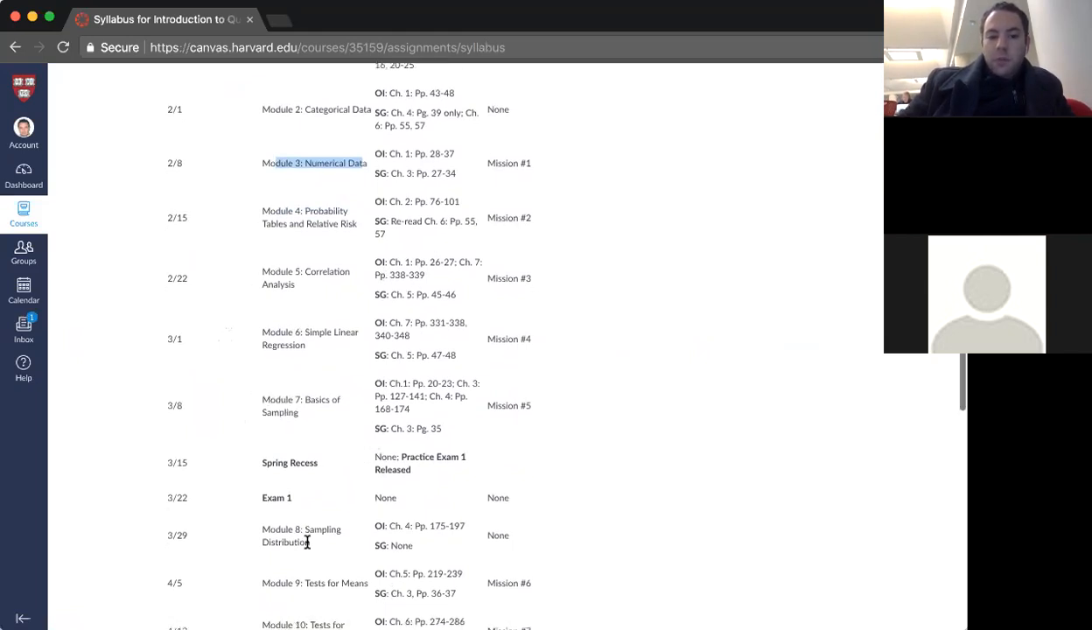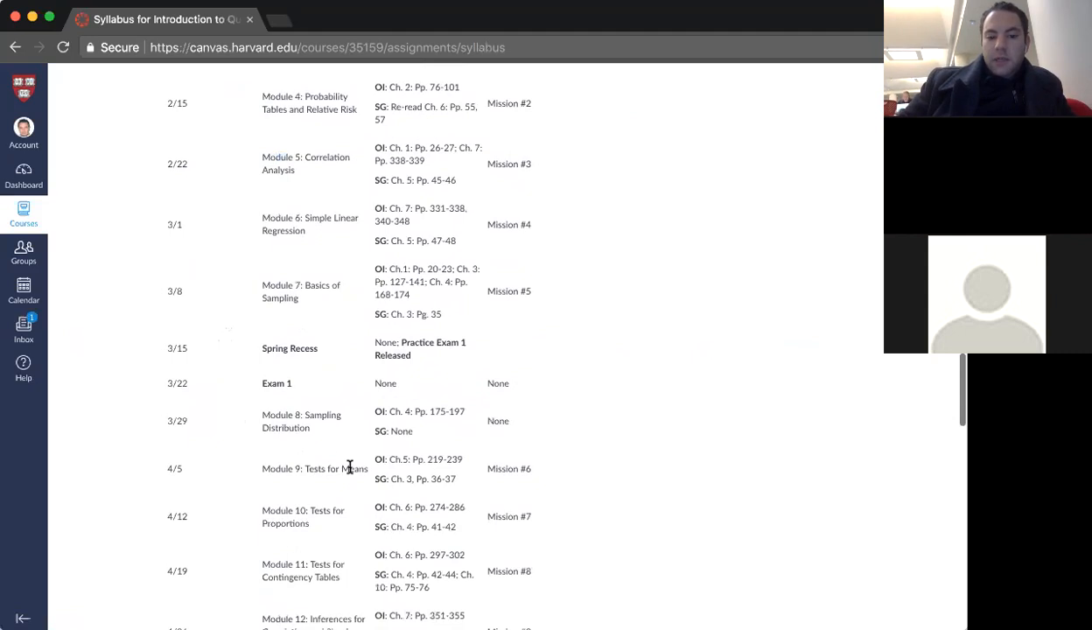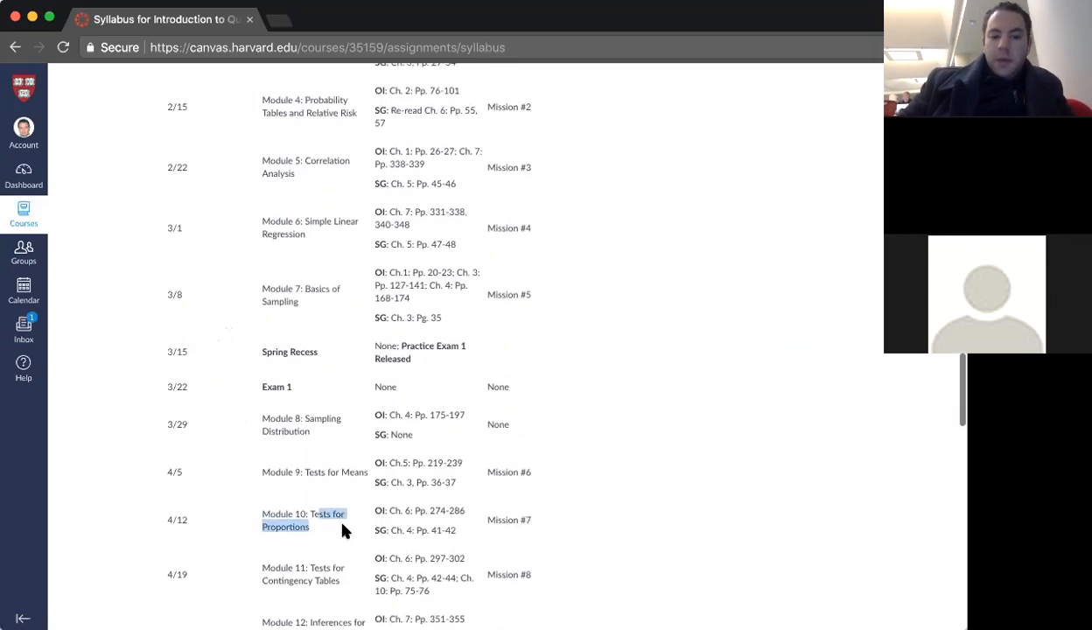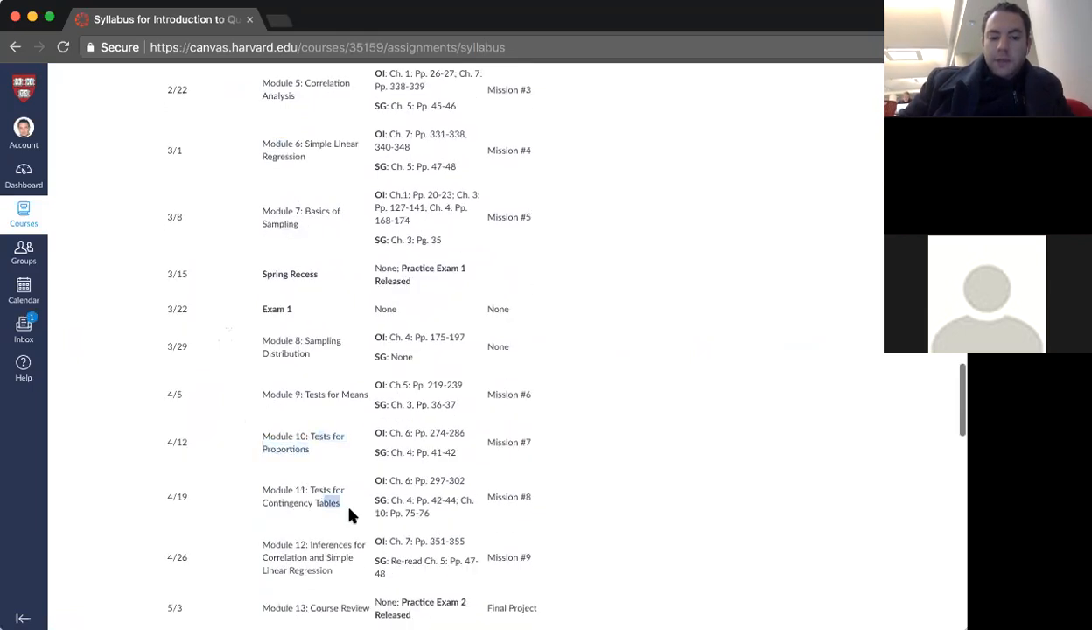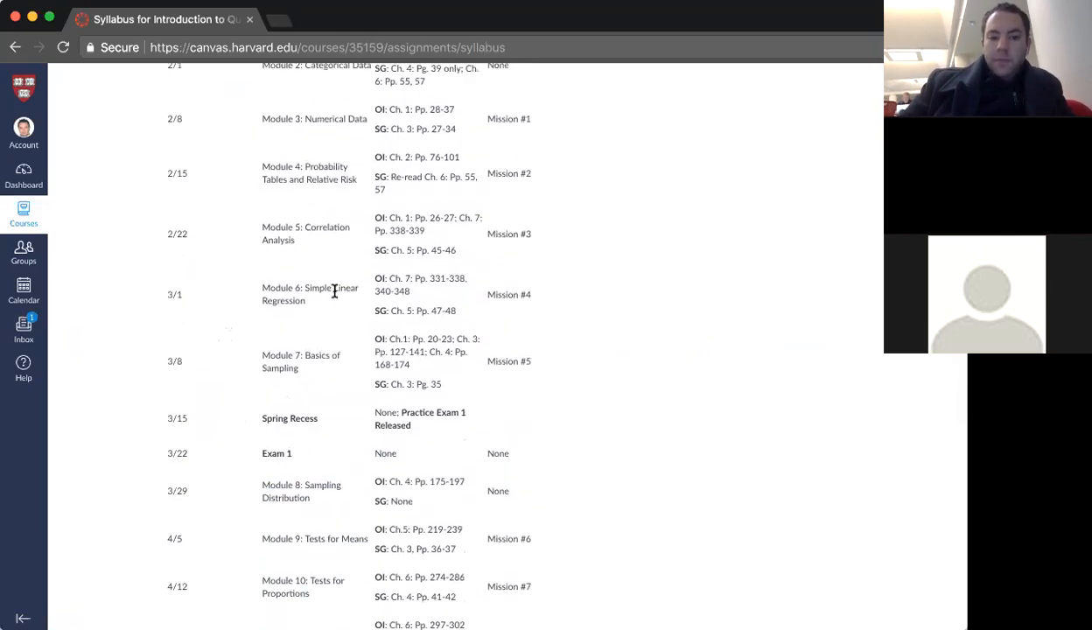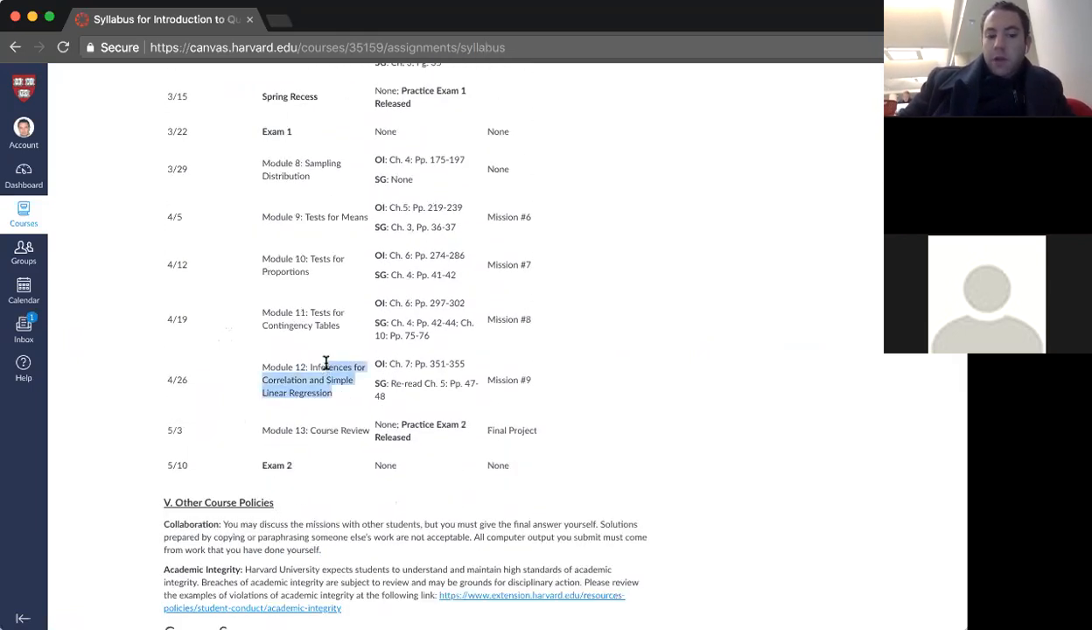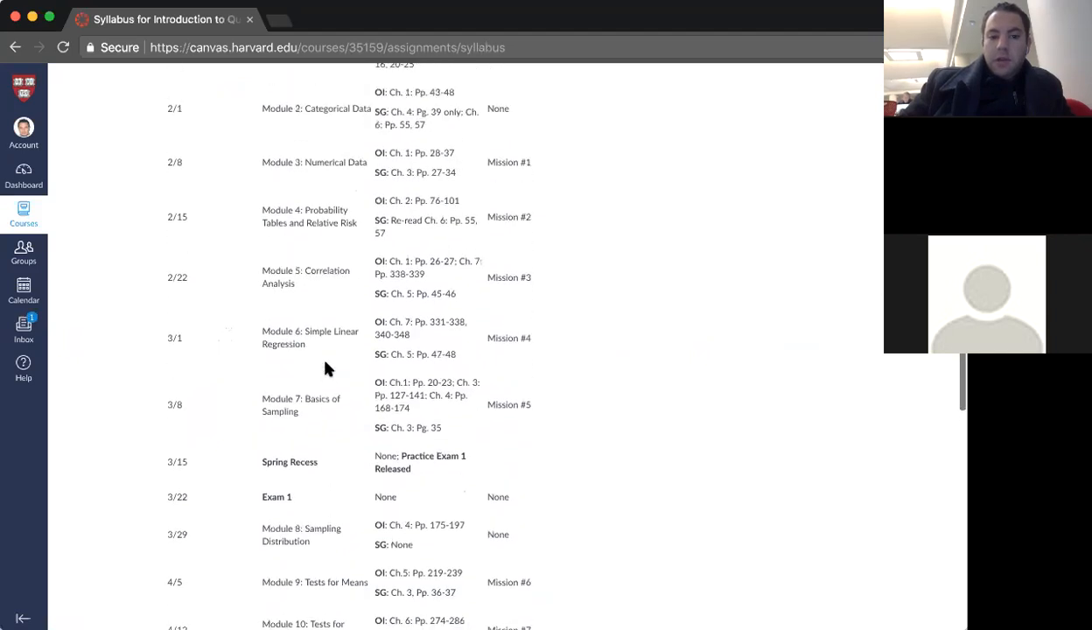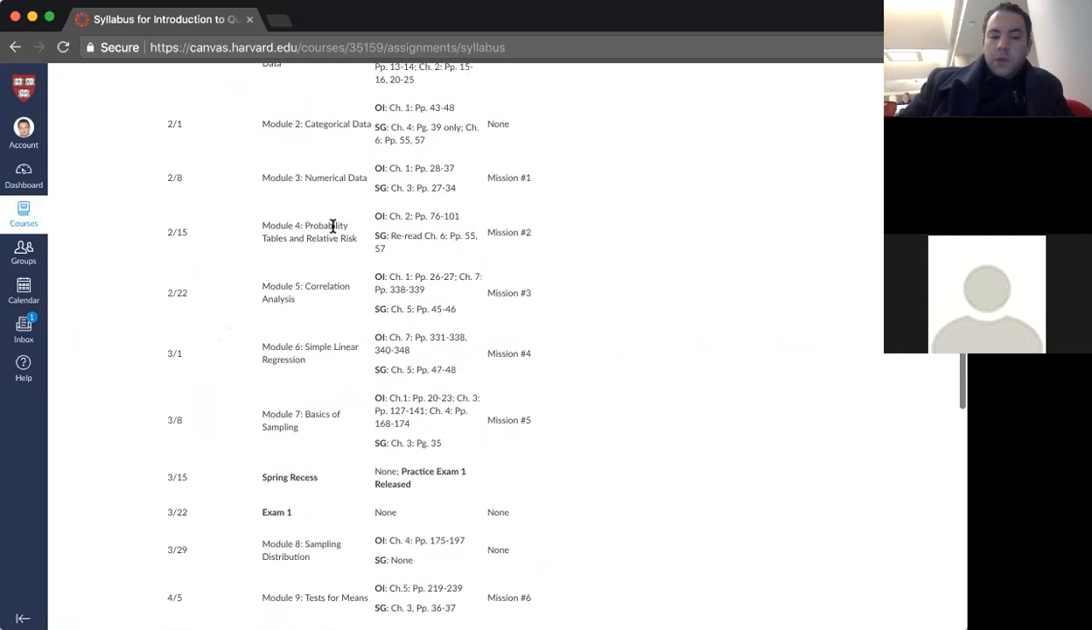You can run a number of different tests. You can run a test for means, a test for proportions, a test for contingency tables. You can look at linear regression, and use some of those linear regression skills that we've learned. Depending on what your research question is, that will drive what kind of test you'll be looking at.